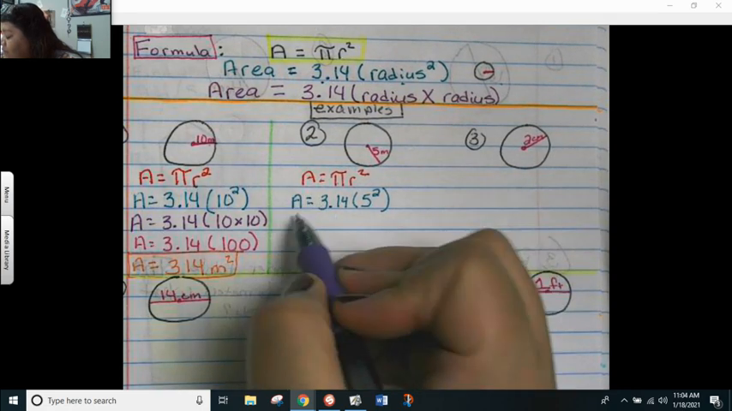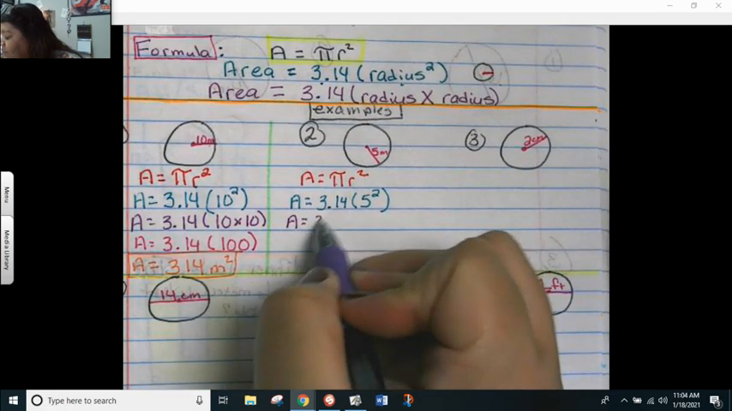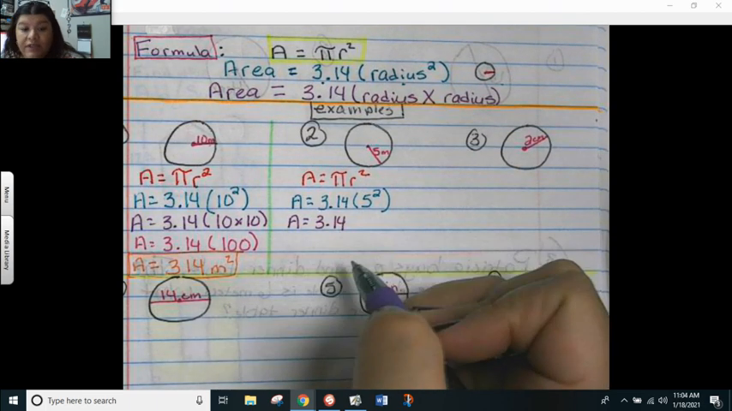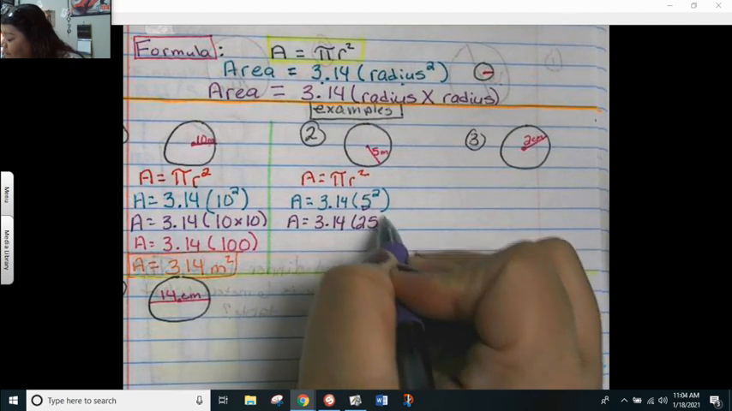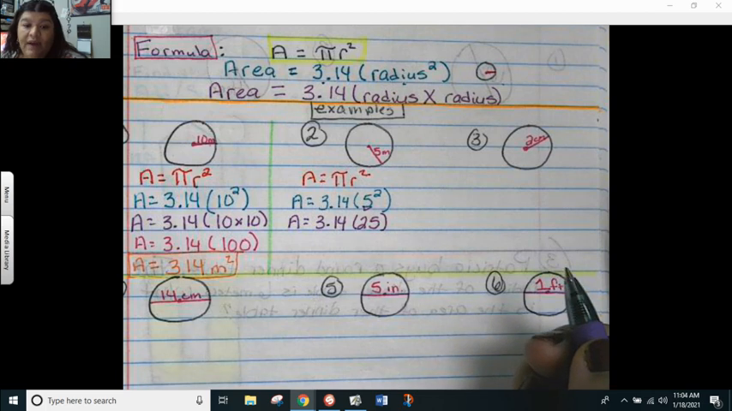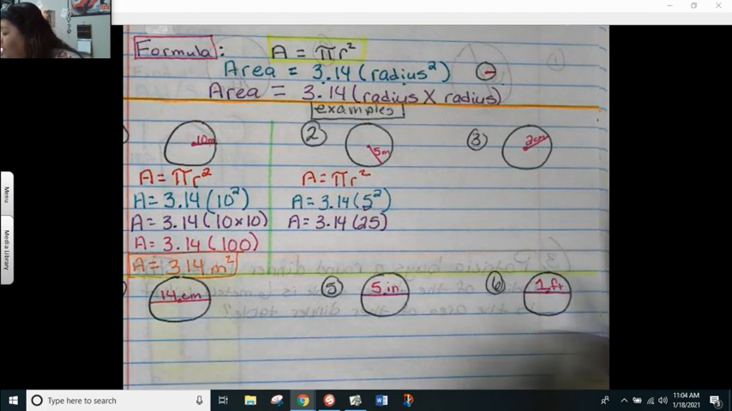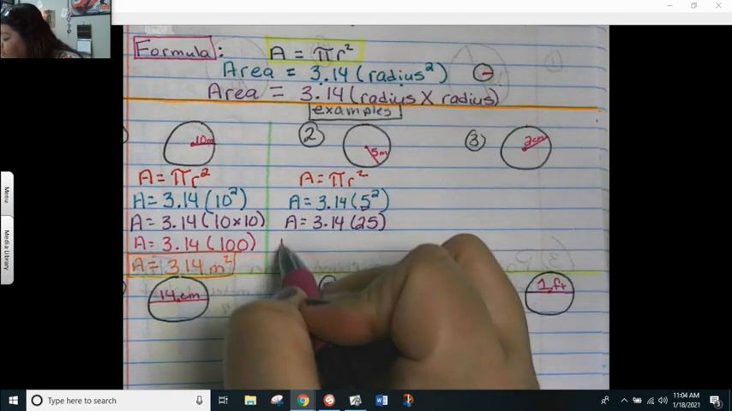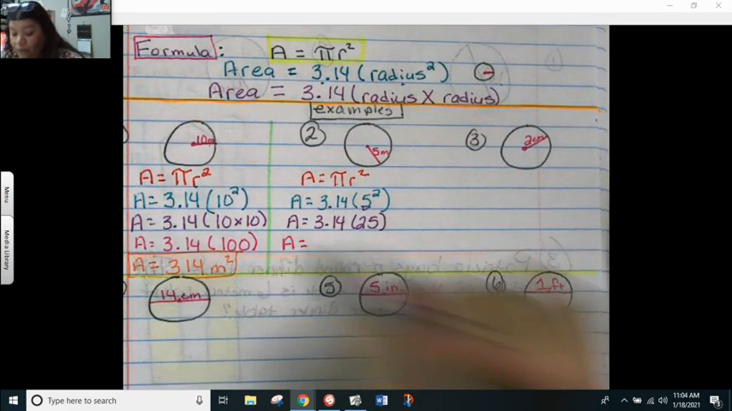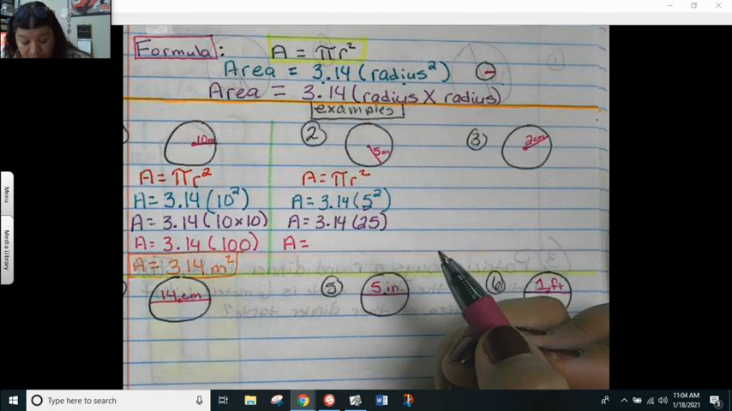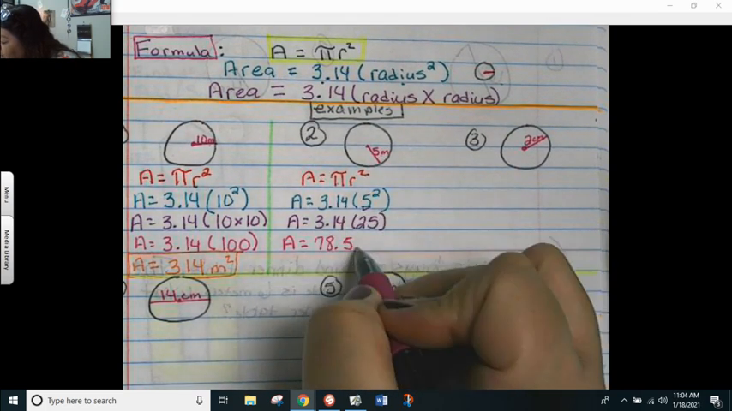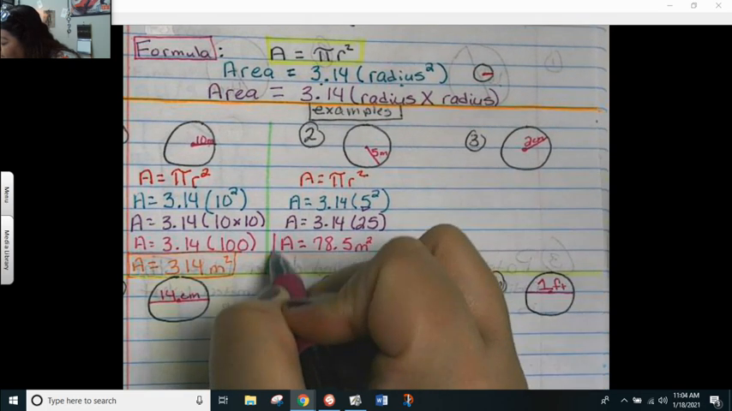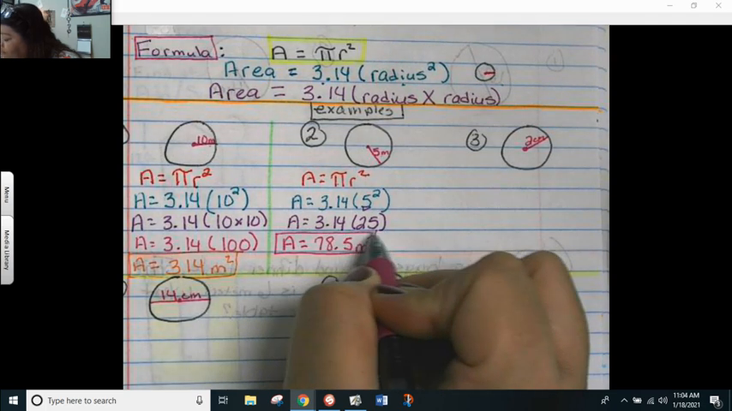Now we're going to go ahead and multiply. 3.14. 5 squared means 5 times 5, which gives you 25. 5 times 5 is 25, okay? And then the final step is we're going to multiply 25 times 3.14. And let me see what I get. 25 times 3.14 gives me 78.5. We're in meters again, so meters squared. And you've just found the area.